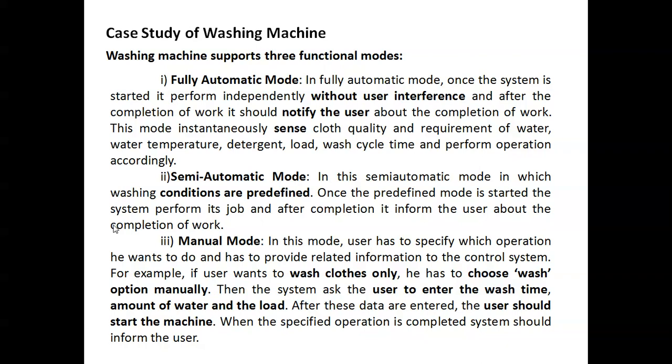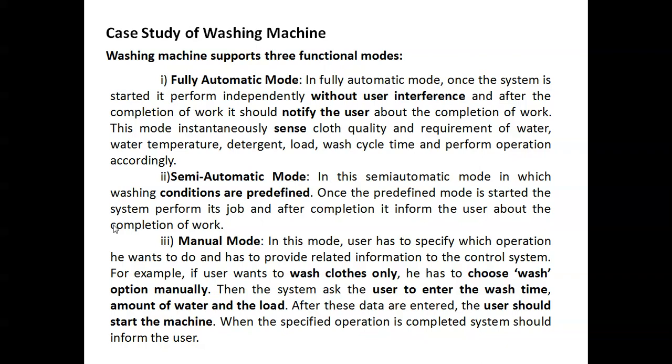In there, they use fully automatic, semi-automatic and manual mode. Fully automatic means you can set the time, how much water level is needed, how much detergent powder or liquid density is needed, how much time it has to wash, and finally how much water to put out. Everything is decided by the machine. We just switch on the machine and select which mode we want to wash. That is the only thing we select, but all the other options are selected automatically by the machine. That is called fully automatic.